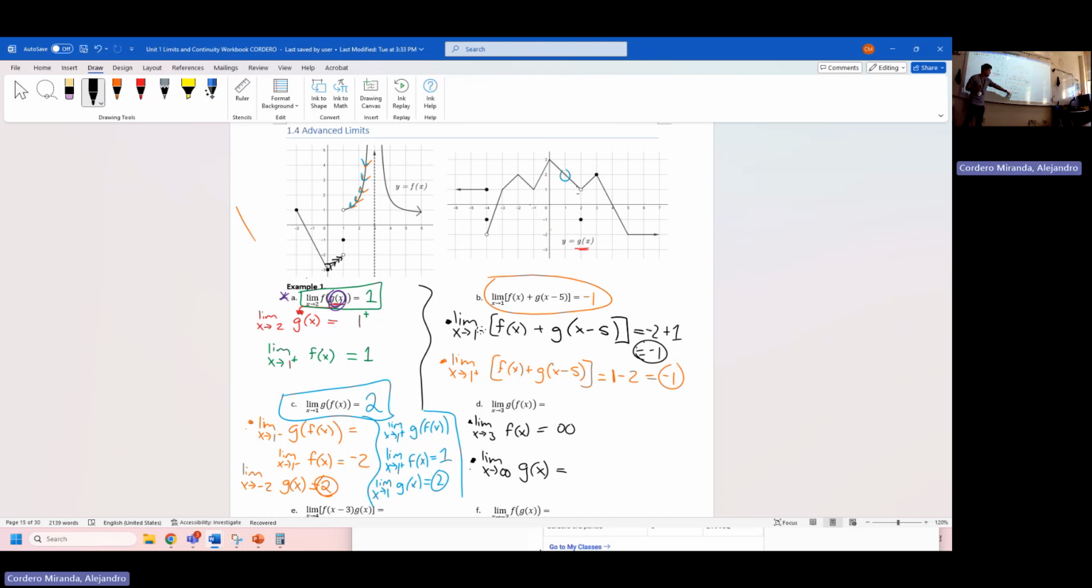Okay, so limit as x goes to infinity of g of x. That just means what happens to g as x gets huge. So here's me checking as x gets bigger and bigger. What does g look like it's doing? Yeah, it's staying at -2. So this answer would be -2, meaning the whole final answer would be -2.